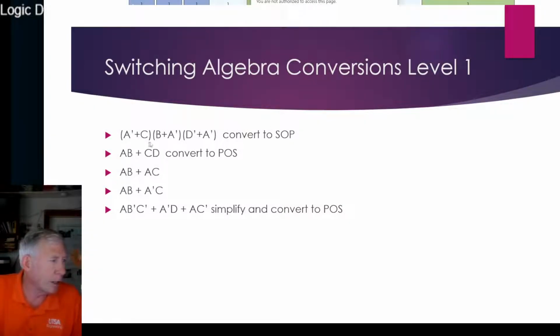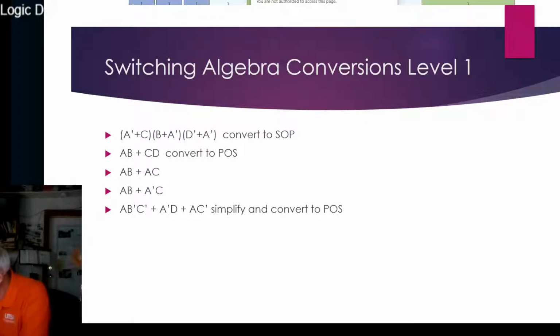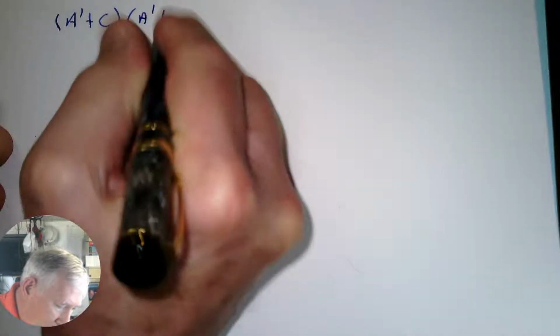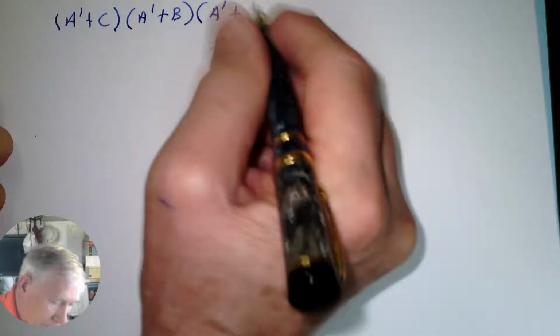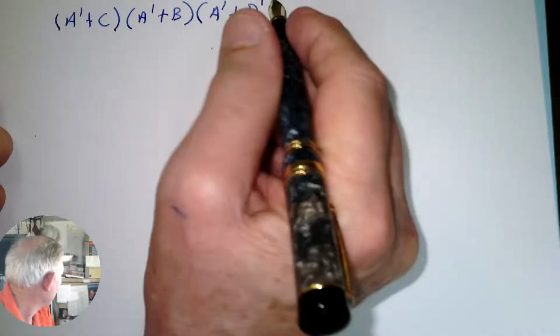Now, what I want to do then, so I'll copy that down. So it's a prime plus c. I'm going to copy it down, but I'm going to switch these and put the a prime first in each case. So a prime plus c, times a prime plus b, times a prime plus d prime.